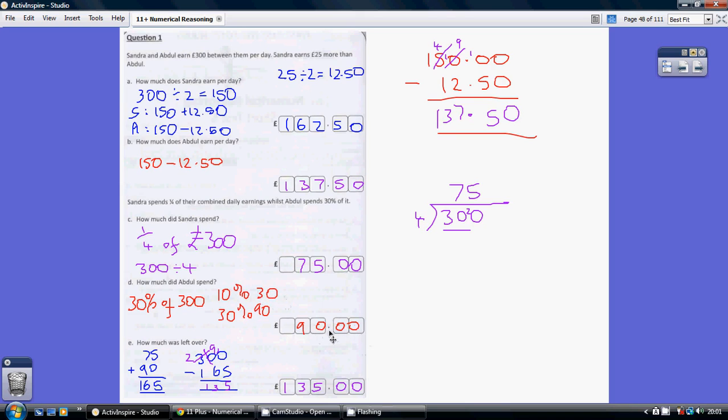So how much was left over? Well, Sandra spent 75, Abdul spent 90, so add those two together to get 165. How much is left over when you take that off the 300 they had to start with? So we do 300 take away 165, which is £135.